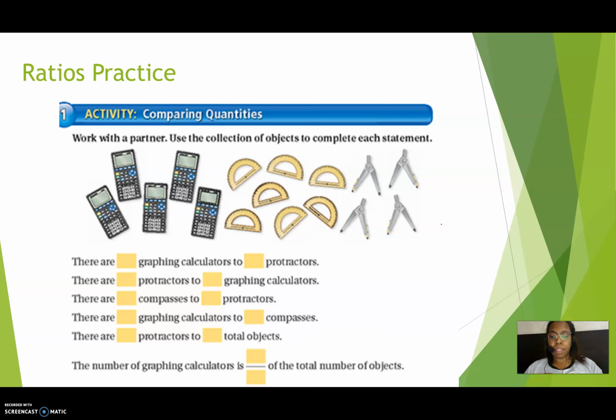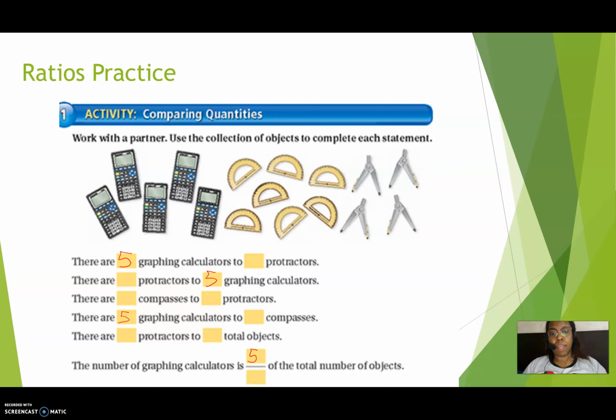So we have some graphing calculators, some protractors, and some compasses. When we work through ratios, we're truly just counting what we have in front of us. So there are blank graphing calculators to blank protractors. Well, if we look at that picture, I can count 1, 2, 3, 4, 5 graphing calculators. So I can go ahead and write my 5 right in that blank. And wherever I see graphing calculators, I can put 5 because I know that the number of graphing calculators in this specific example won't change. None will be erased, none will be added because it's on paper. So this 5 is going to be true for all of these prompts.